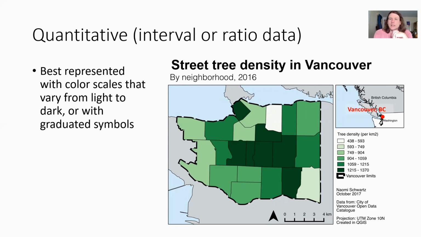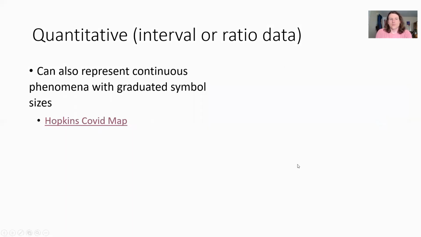If we're looking at quantitative data, whether it's interval or ratio, it's generally better to use colors that vary from, say, light to dark. So you grade across one color, different shades, or you can use graduated symbols. So for instance, this map is showing tree density in Vancouver by neighborhood. And so tree density has some numeric value tied to it. And so we can use light shades to represent less tree density, darker shades to represent more tree density. And it conveys to the map reader that there's some inherent ranking to it.